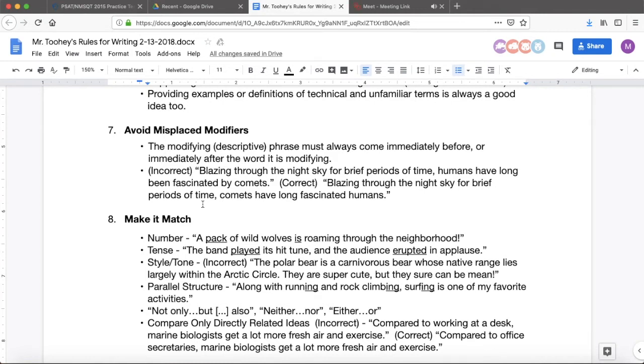Okay, go ahead and read that correct version, Caroline, please. Okay, blazing through the night sky for brief periods of time, comets have long fascinated humans. Great. Okay, now we've got the modifying phrase coming right before comets. Another way to fix that sentence would be to start with the word humans, right? Humans have long been fascinated by comets, comma, blazing through the night sky for brief periods of time. That would be fine too. Okay, but as long as the modifying phrase is coming immediately before or immediately after the thing it's modifying, we're good. Questions about misplaced modifiers?